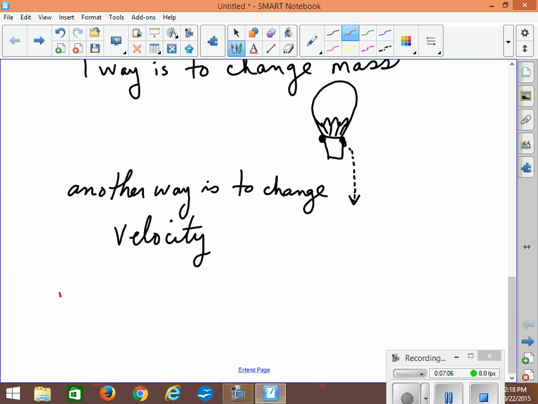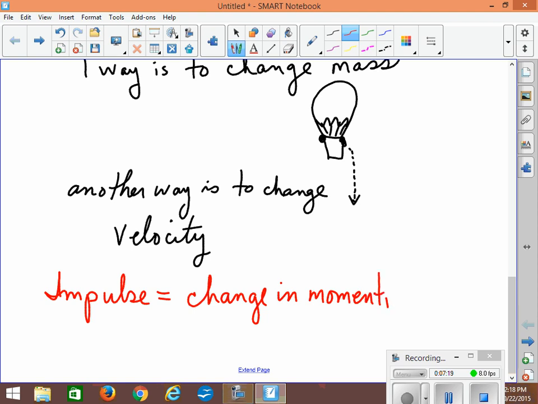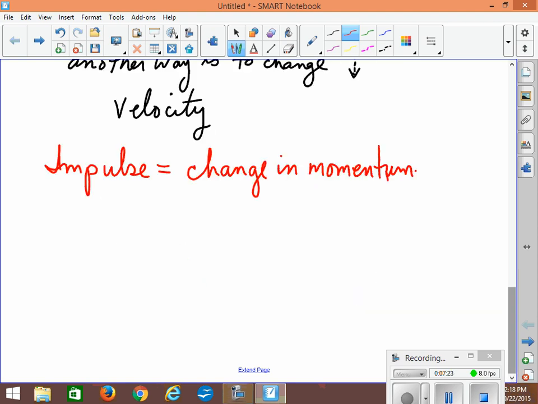Now, because changing momentum is such an important concept, we actually give it its own name. It's called impulse. Impulse is what we give to the change in momentum. So we could write, impulse has a symbol, but it's not an I. I is used for a lot of other things too. It's a J. And I suppose if you think that J and I both have dots, that might help you remember that J is impulse.